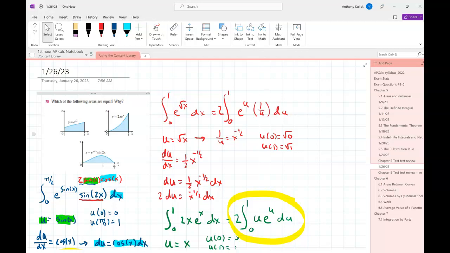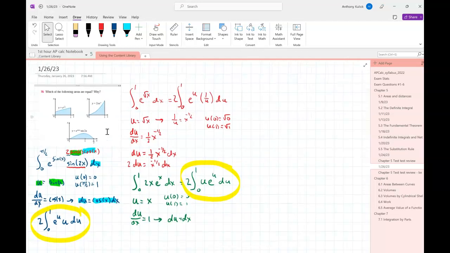But does that feel okay, Blake? Yeah. As to what we did here? And good practice doing the u substitution, right? If nothing else.